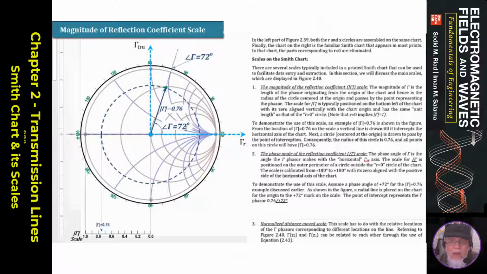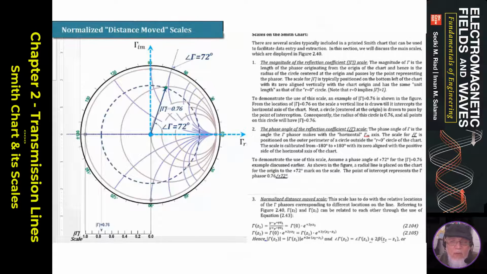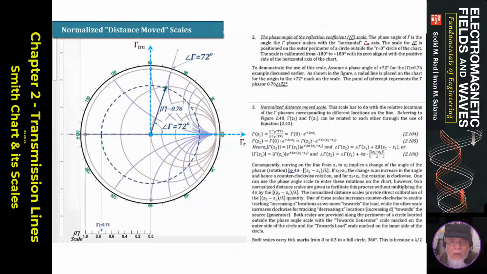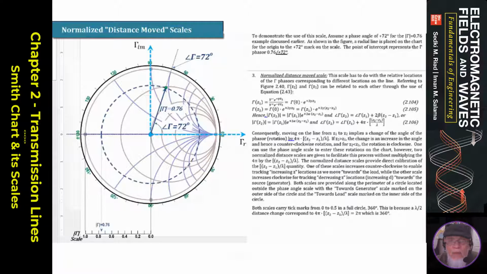and angle of 72. So now we learn about the magnitude scale, and here it is on the lecture 7 notes, the magnitude of the reflection coefficient gamma scale. So these are two scales here that we already saw, the magnitude and the phase angle of gamma. The next scale to discuss is the normalized distance moved scale.